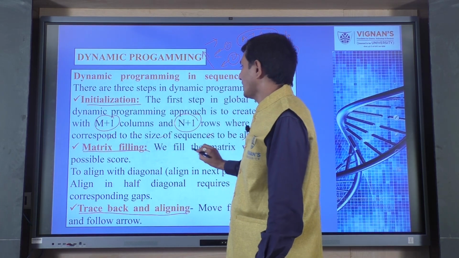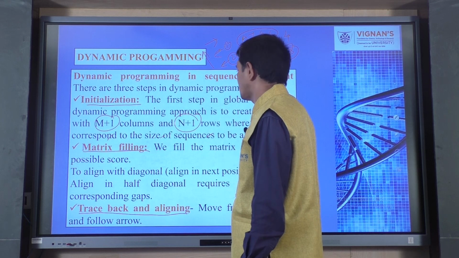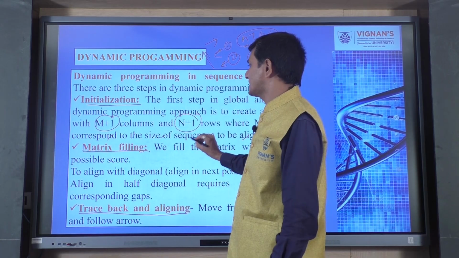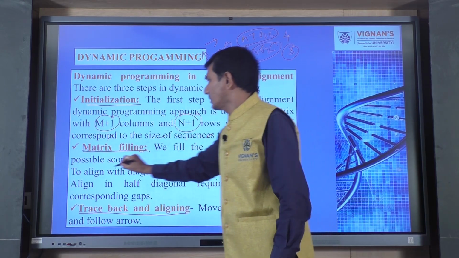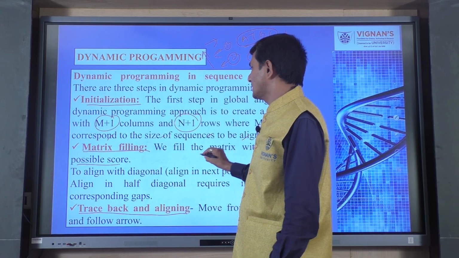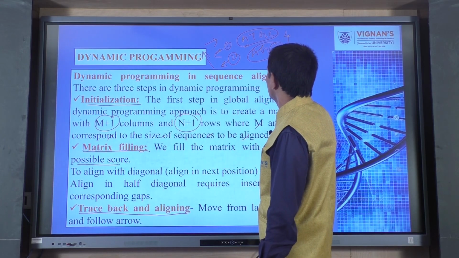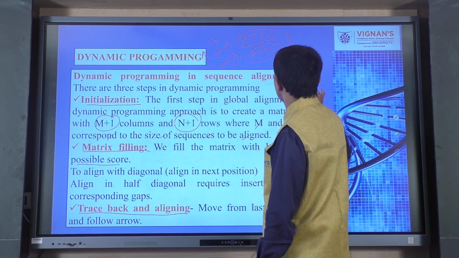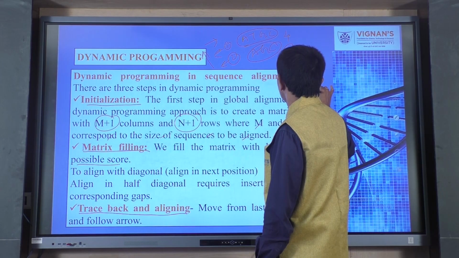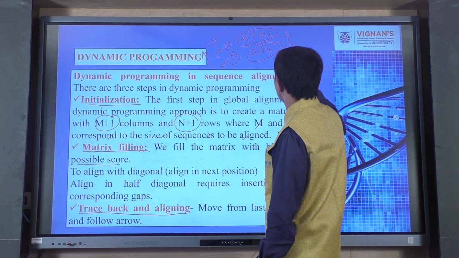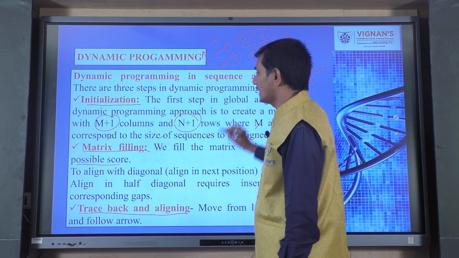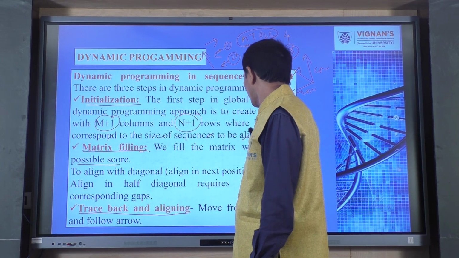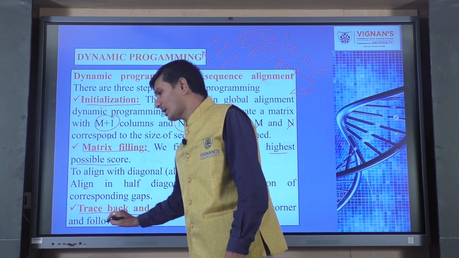The second step is matrix filling. Here we will fill the matrix with the highest possible score. In the matrix filling step we fill each and every cell in the matrix with the highest possible score. The highest possible score is calculated in 3 different directions: the first is change in row, the second is change in column, and the third is change in both row and column. The last step is traceback, which is nothing but moving from the last corner to the origin.